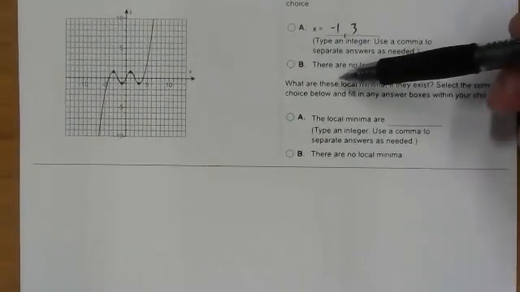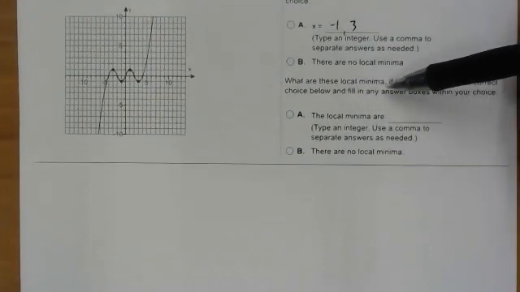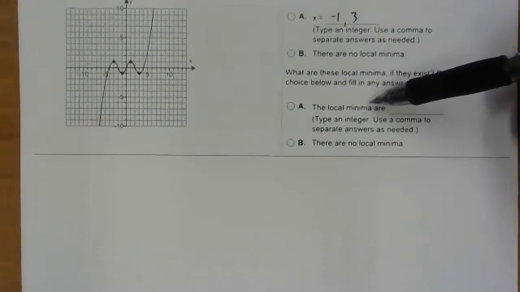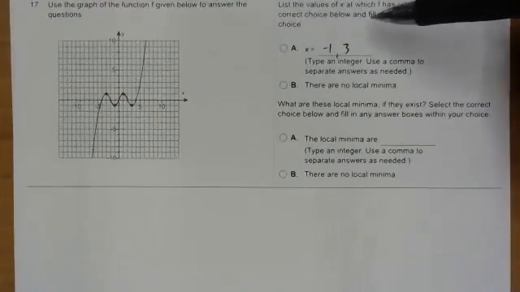Then it says, what are these local minima, if they exist? Select the correct choice below and fill in. The local minima are... I'm not even sure what it's getting at. Let me reread this.